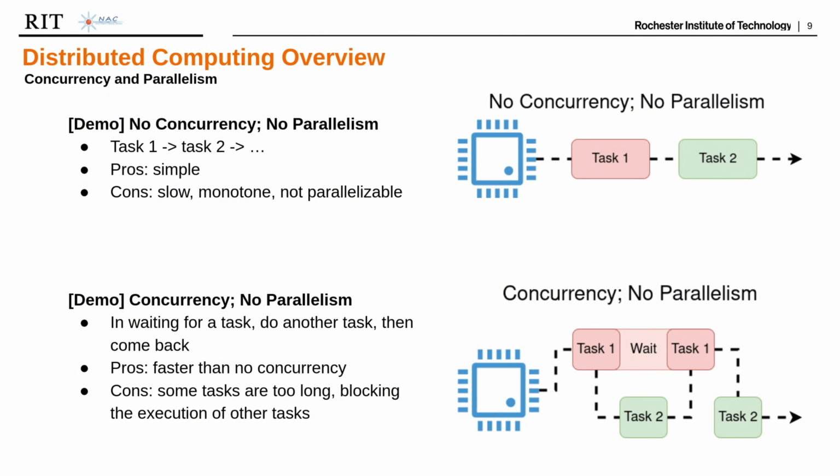The advantage of this method is that it is much faster than no concurrency, and we can use the time we spend waiting for a task to do another task. The disadvantage of this method is basically that some tasks are too long and they block the execution of the other tasks. Here's the code with the asynchronous concurrency demonstration.